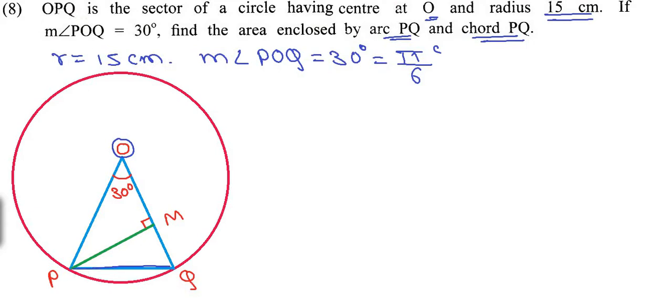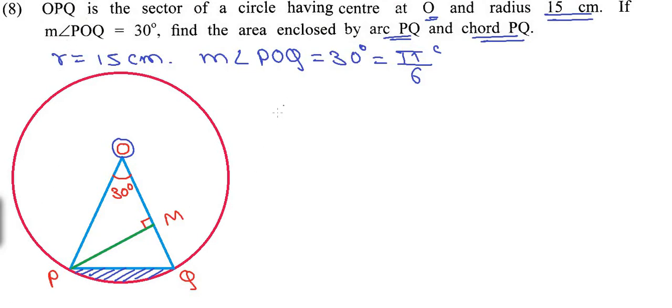Now we want to find the area enclosed by arc PQ and chord PQ. The area enclosed by arc PQ and chord PQ is this much. Observe it carefully. We need to find the area hashed in the dark blue color. Now let us try to find this area.